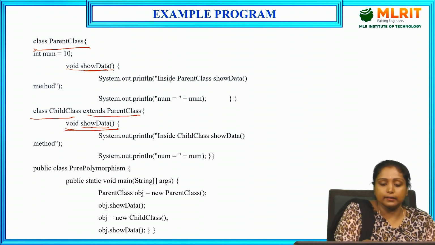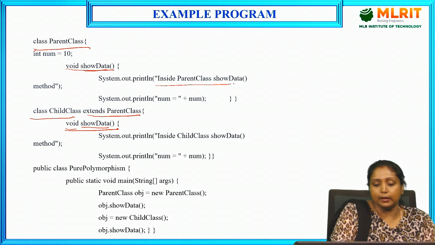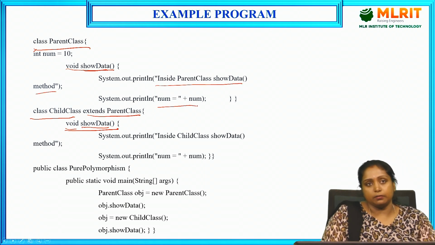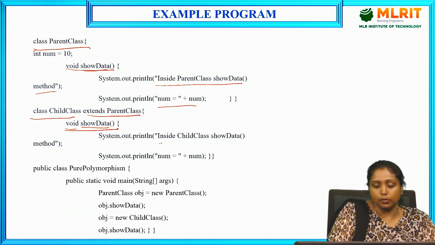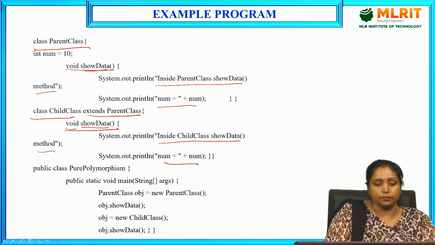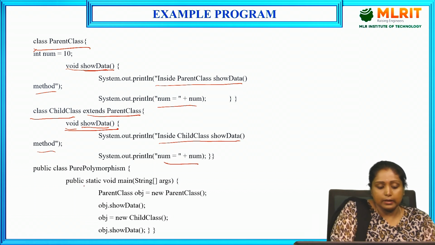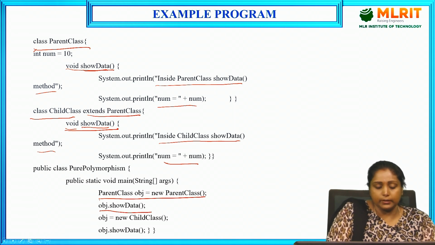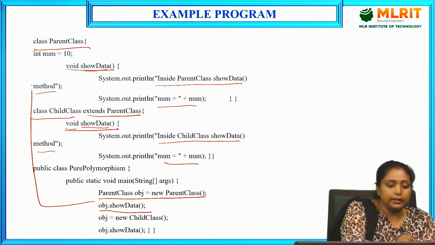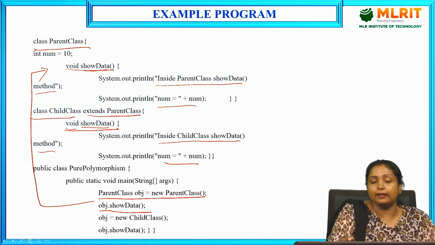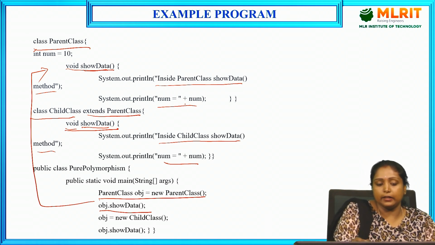I am printing inside the parent class show data method, as well as printing the number, and in the same way inside the child class method I am printing the number. I have created an object of the parent class and I am calling the method. This method will invoke the parent class method and it will print inside parent class show data method and it will print 10.